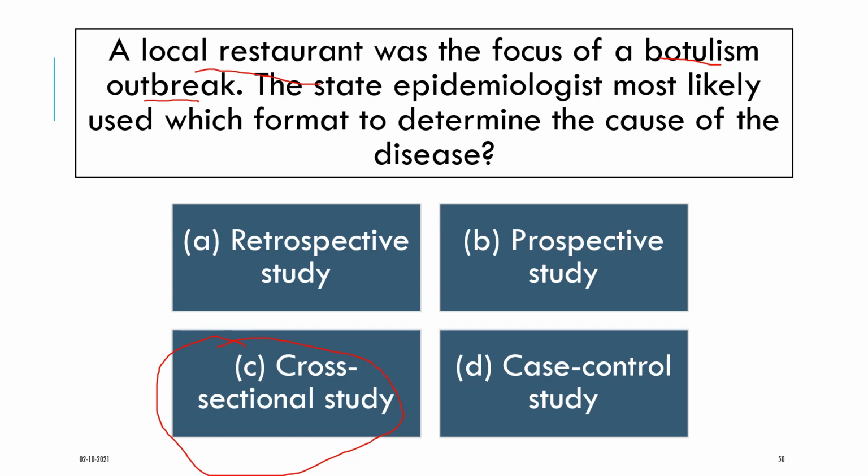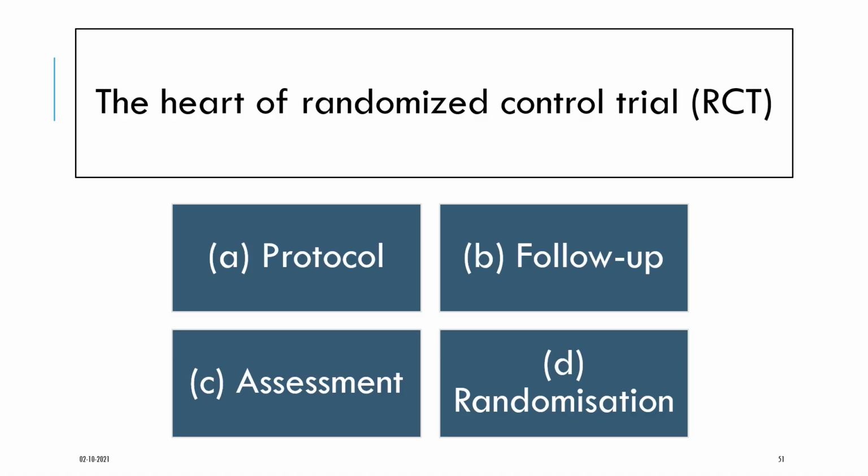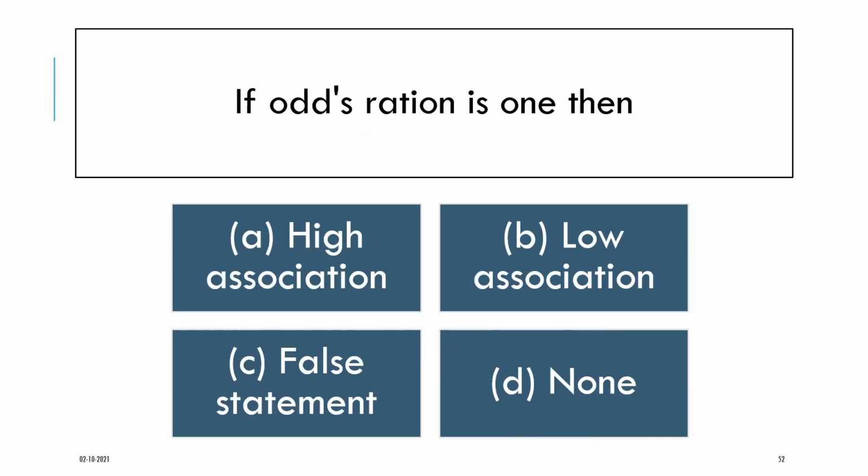Next, what is at the heart of an RCT? It is randomization. It's in the name. A randomized controlled trial is nothing without proper randomization. Next, what if the odds ratio is equal to 1? What does it indicate? High association, low association, false statement, or neither? The answer is neither. We cannot say it is a false statement because an odds ratio of 1 means there is no association. So we cannot necessarily claim it as false. We should just say no association.